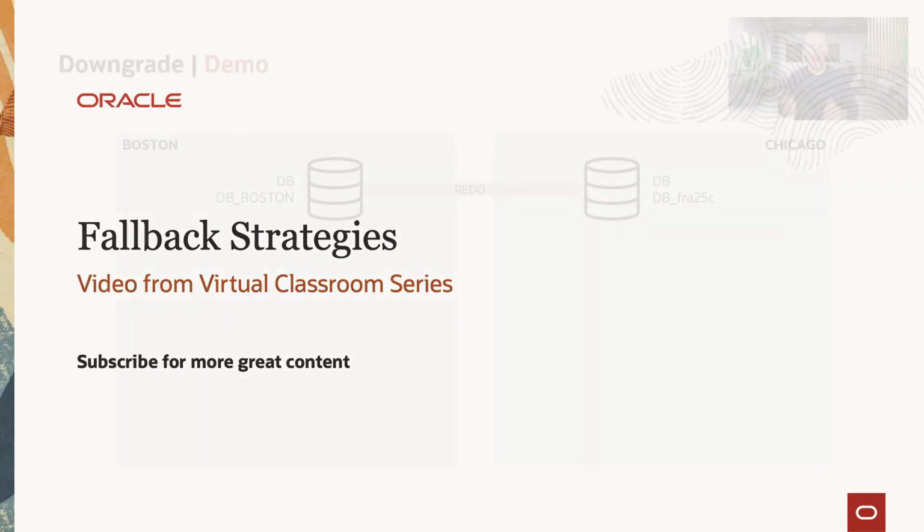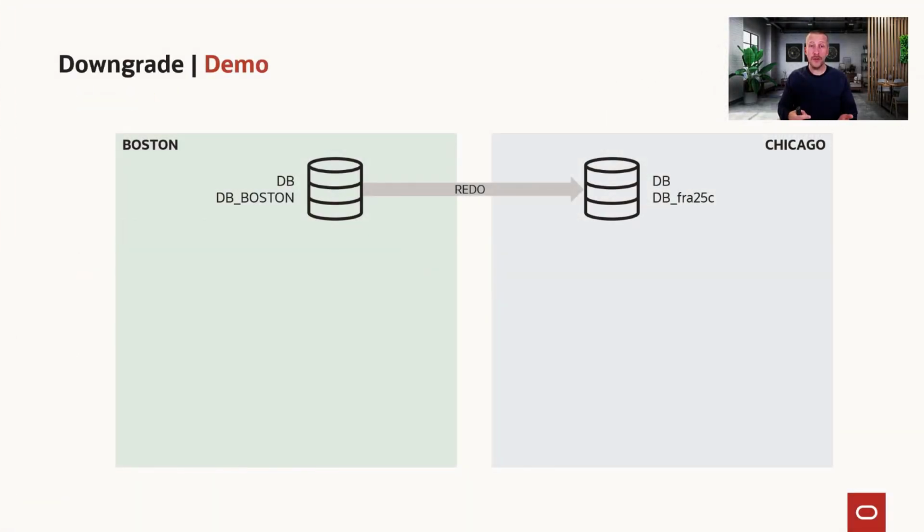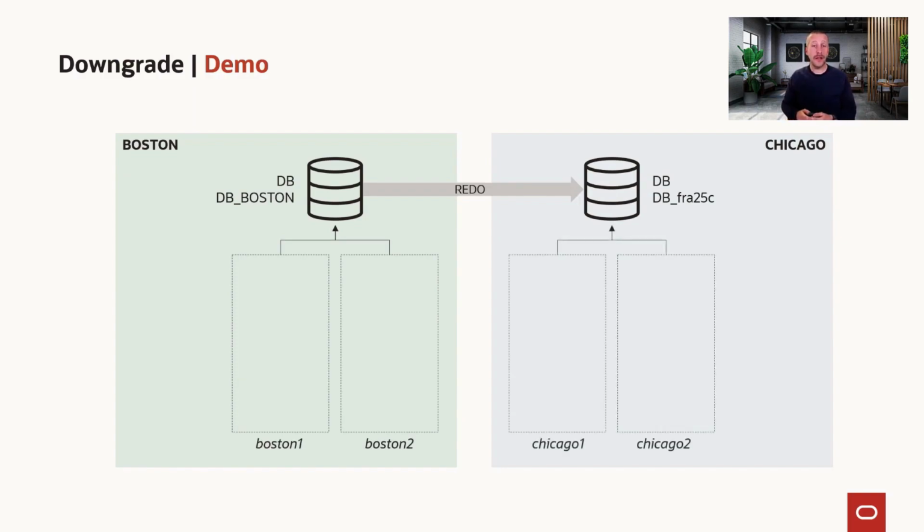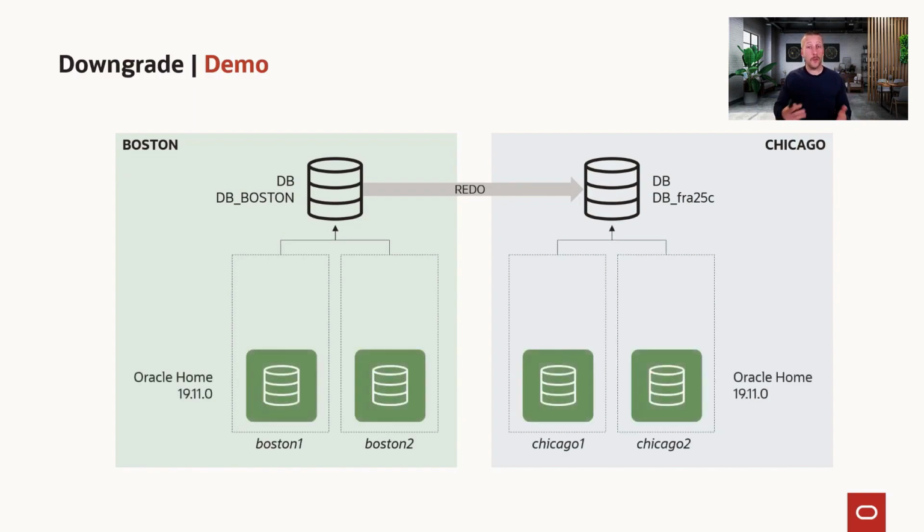Okay, so the environment is pretty similar to the previous demo. We have the Boston and the Chicago side. It's the same database, DB Boston and DB FRA 25-ish. We have a RAC database on the primary. We have a RAC database on the standby. The database has just been upgraded to 19.11, and we still have the old Oracle Home present on all the nodes on both sides.